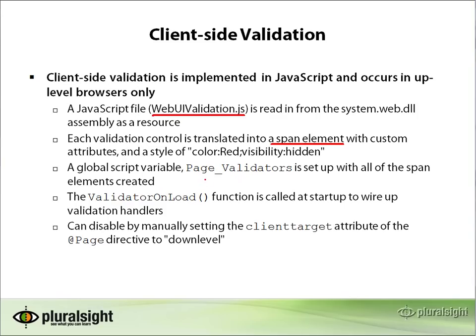Now, a couple other pieces that are worth noting. Your page will have a global Page_Validators variable defined in it. And this is going to be set up with all of these span elements that correspond to the validation controls defined on your page. There's a ValidatorOnLoad method that's going to be added to your page, which will wire up event handlers to various functions that are defined. And as I showed you earlier, you can disable the client-side validation for testing purposes by setting the ClientTarget attribute in your page directive to DownLevel.